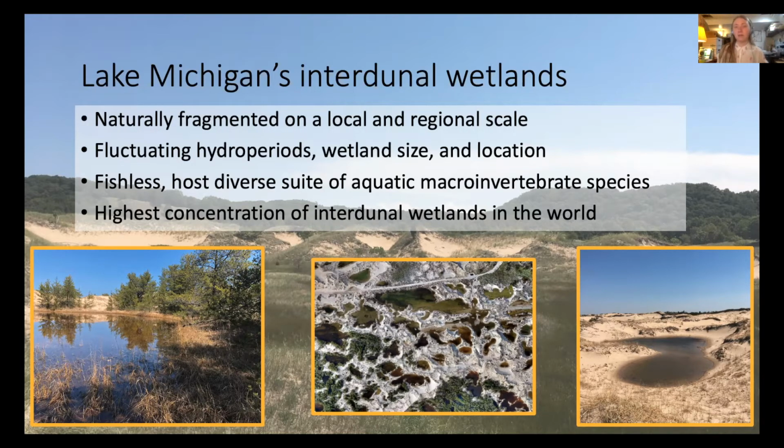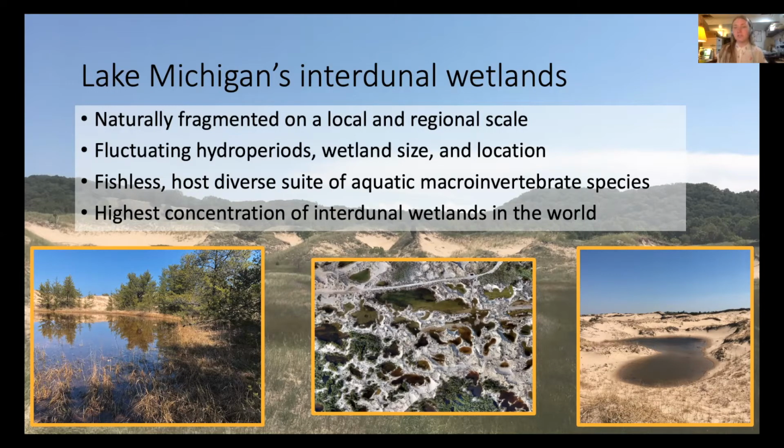habitat. Their hydroperiods fluctuate, so during summer months, solar radiation and heat can dry out the wetlands, and then fall rainfall can replenish them. Additionally, on a longer time scale, for example, over the course of a decade, the size and number of interdunal wetlands may vary due to their tie to Great Lakes water levels.